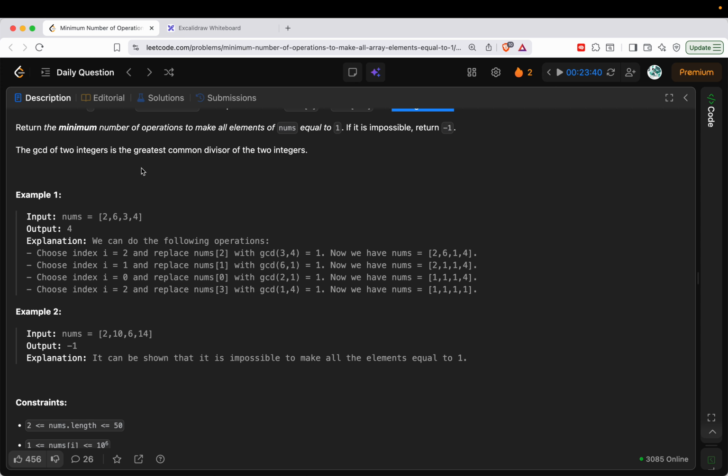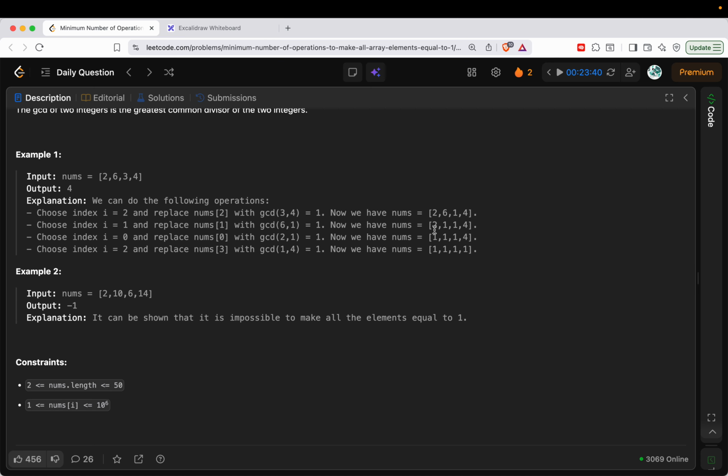The GCD of 3 and 4 is actually 1. So here they have replaced this element with 1, and then this is the array. Now the GCD of these two numbers is 1 and they have replaced 6 with 1. So this is the array after transforming. Now the GCD of these two numbers is 1, so they have replaced it, and then the GCD of these two numbers is 1 and they have replaced 4. So the total number of operations required here is actually 4.